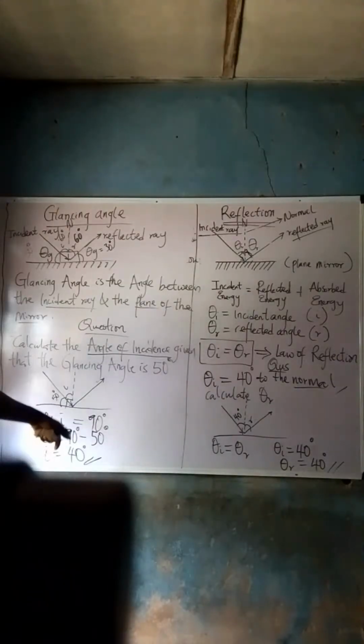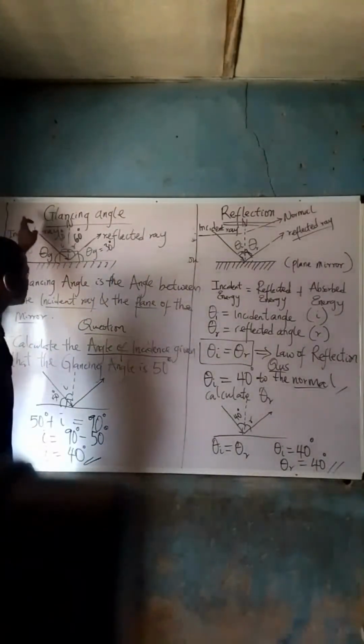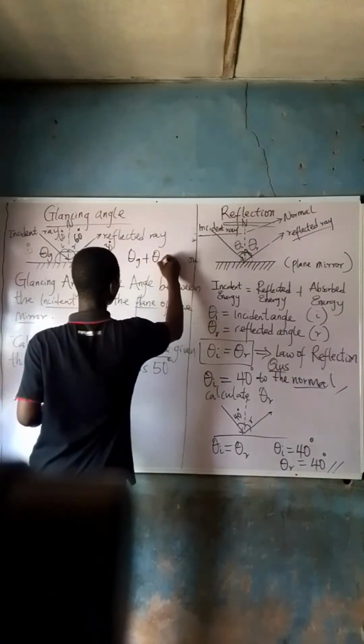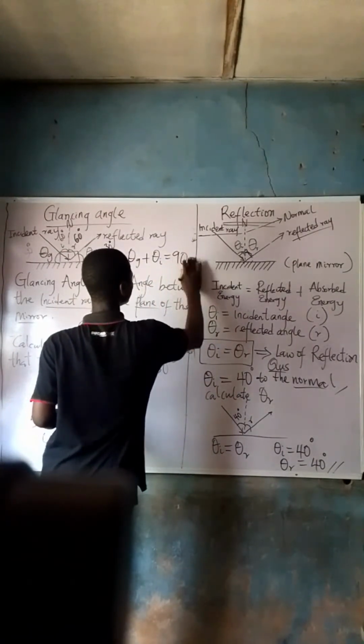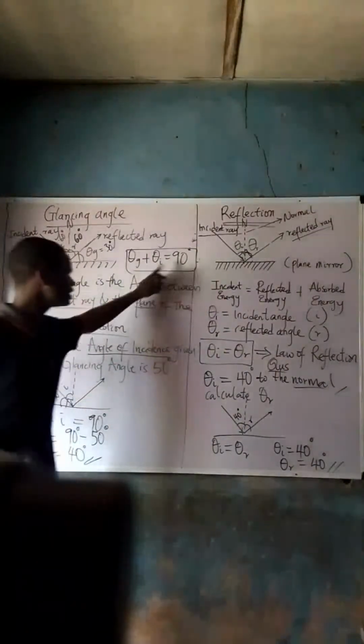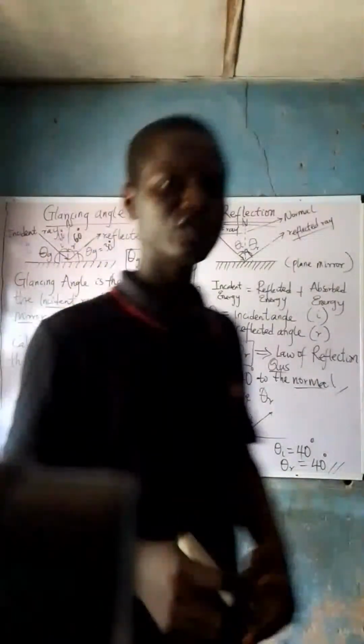I know for some of you, you can just do this with your eye very fast, and that is if and only if you thoroughly understand that the glancing angle is the angle between the plane of the mirror and the incident ray, and that glancing angle plus incident angle is equal to 90 degrees. This would help. So you can just know in your head that 90 minus 50 is 40. You are good to go. We are making good progress. I hope you understand up to this very point.